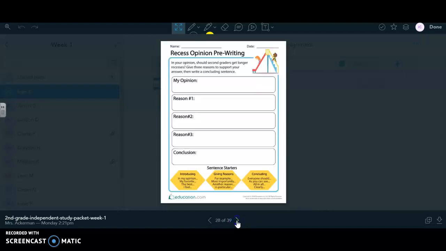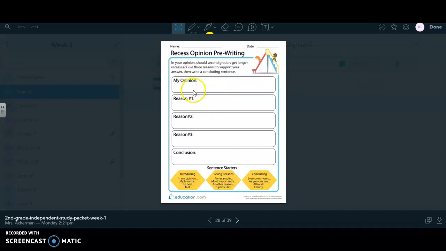Oops, sorry. Okay. Next, you're going to have a recess pre-opinion writing. Recess opinion pre-writing, sorry. In your opinion, should 2nd graders get a longer recess? Give 3 reasons to support your answer and then write a concluding sentence.